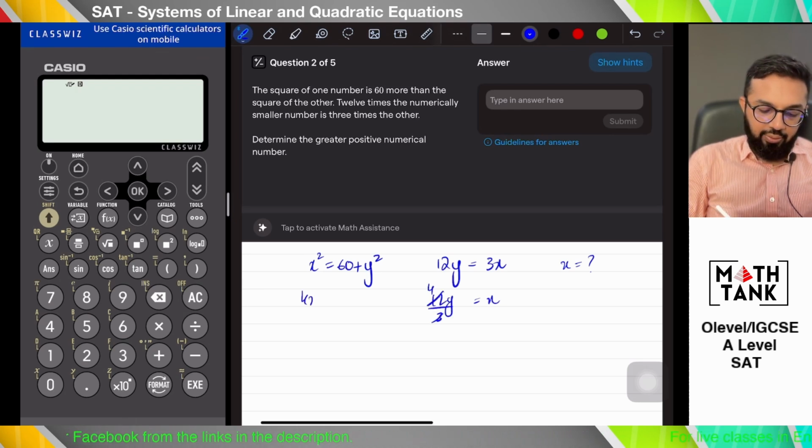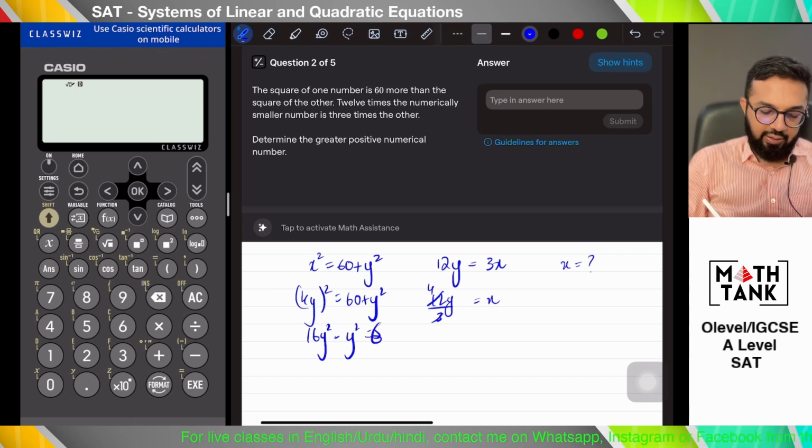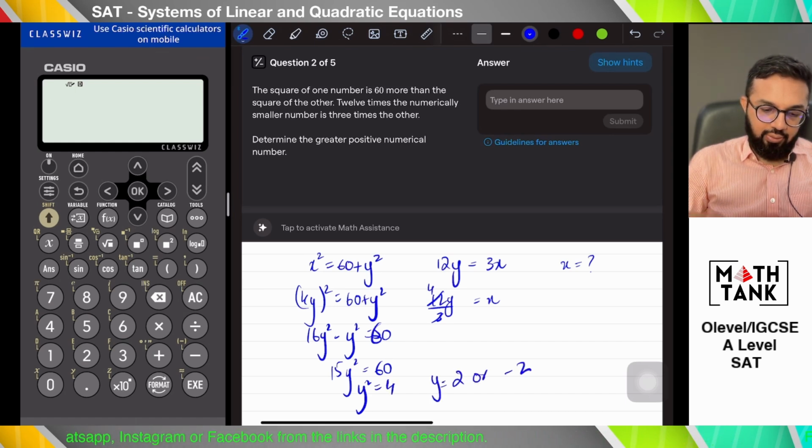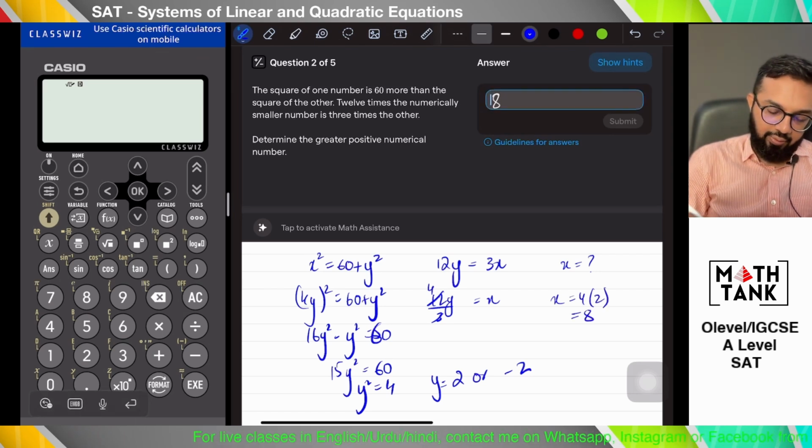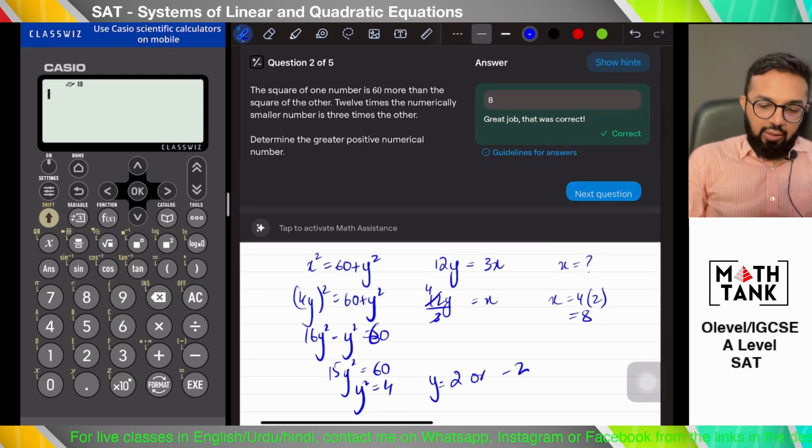So let's substitute: (4y) squared equals 60 plus y squared. That's 16y squared minus y squared equals 60. 15y squared equals 60. y squared equals 4. y equals 2 or minus 2. So determine the greater positive numerical number. y is 2, so x has to be 8, I think. That is the correct answer.